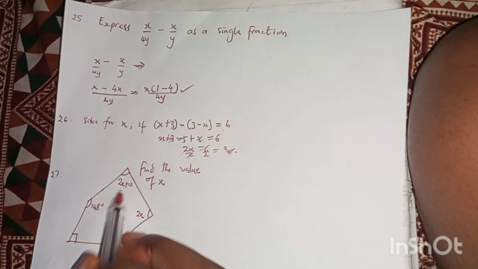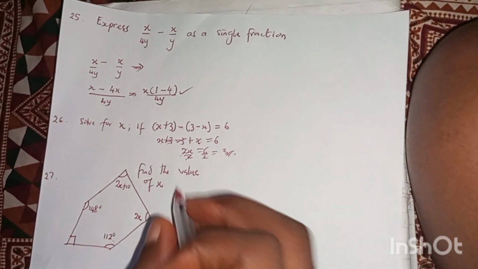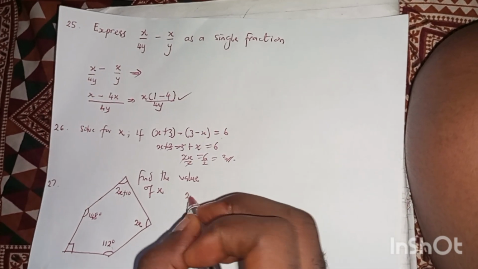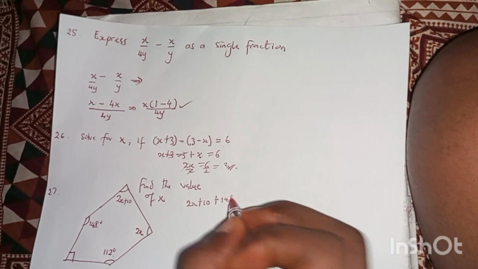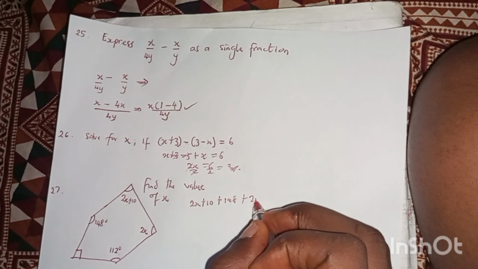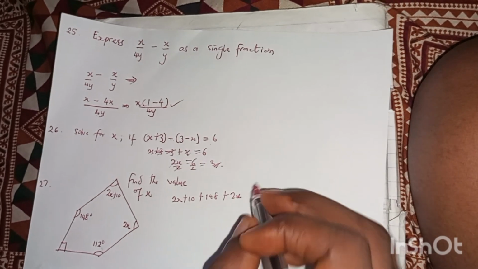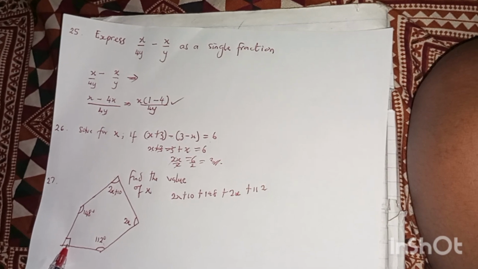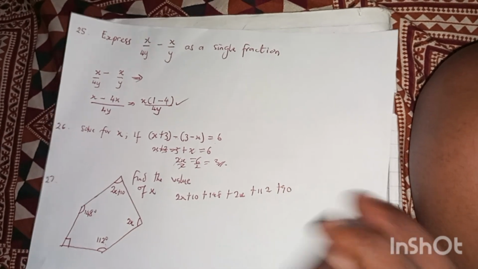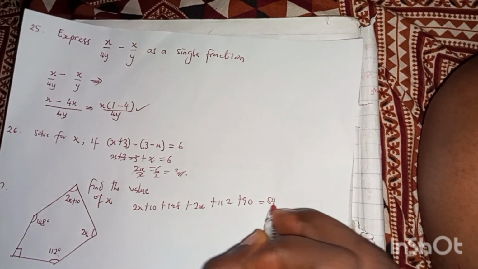I'm going to start with this 2x plus 10. You may choose to start with whatever is convenient for you. So I'm going to have 2x plus 10 plus 148 plus 2x plus 112, and then the fifth angle here, which is going to be 90 as shown. So 90, everything equals to 540.